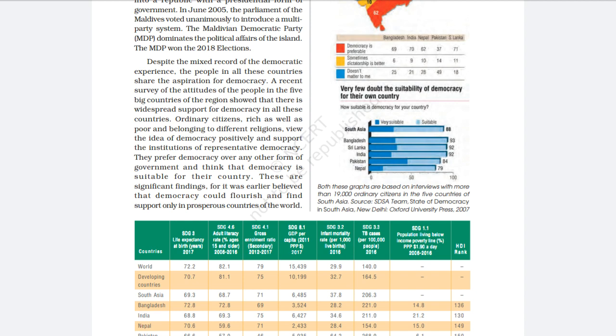The MDP won the 2018 elections. When the multi-party system was introduced in the Maldives, at that time elections were held, and the Maldivian Democratic Party was the most dominant party in the election and won and formed its government.